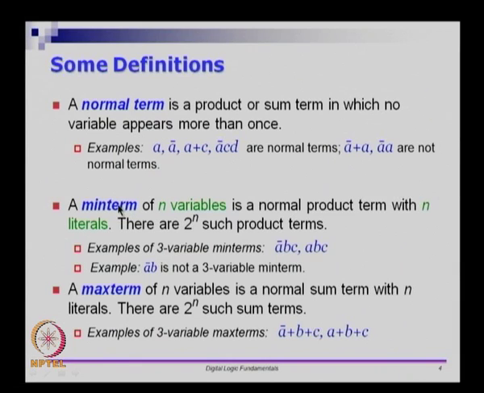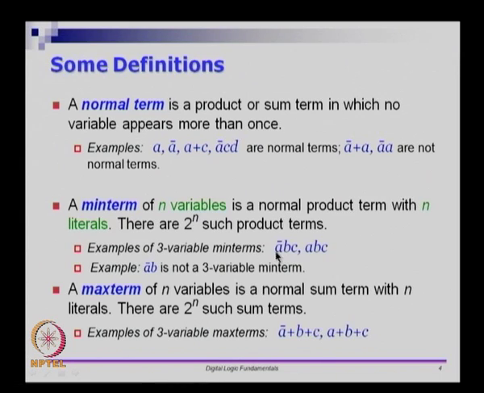Now what we really need is the definition of minterms and maxterms. These are the things that we need. A minterm is defined on n variables, and it is a normal product term. Let us see what that means. Let us start with product. Product means it should be a concatenation, a logical AND of n variables. We want n literals concatenated, and it should be normal.